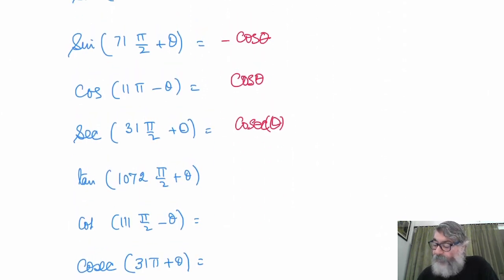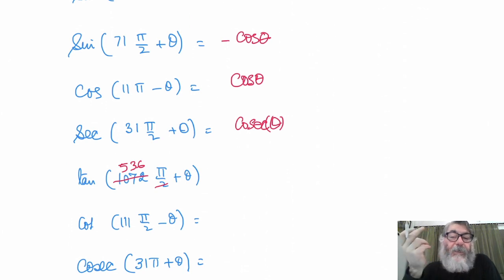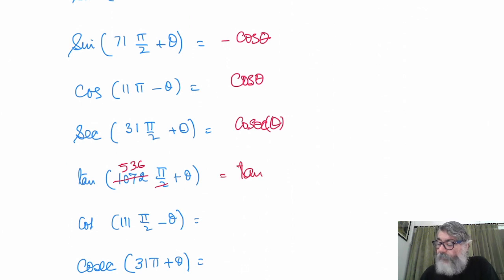Now tan of 1072 pi by 2 plus theta. Now when you see, it is not an odd multiple of pi by 2, it is an even multiple. So I'll have to divide it. It will cancel by 2. 2 5s are 10, 2 3s are 6, 2 6s are 12. So 1072 will become 536, which is an even multiple of pi. An even multiple of pi will fall along OX, plus theta, first quadrant, no problem, everything will remain the same, and positive tan theta will remain tan theta.